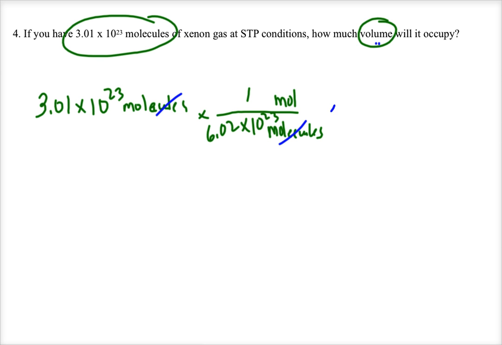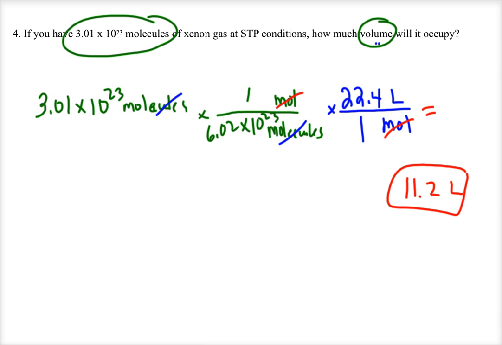But we want to find volume. So one more fraction. Moles will go in the denominator, so it'll cancel. Volume in liters on top. We know that 1 mole of any gas at STP conditions, which this gas is, will have a volume of 22.4 liters. We can see here that moles will cancel, and the math becomes 3.01 times 10 to the 23 times 22.4. Take that answer and divide by 6.02 times 10 to the 23. When we get this answer, we'll round to 3 significant figures, and we'll get an answer of 11.2 liters.